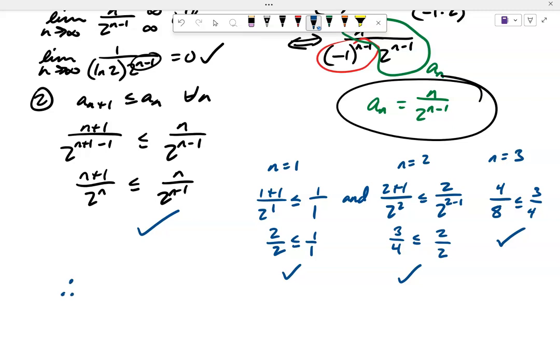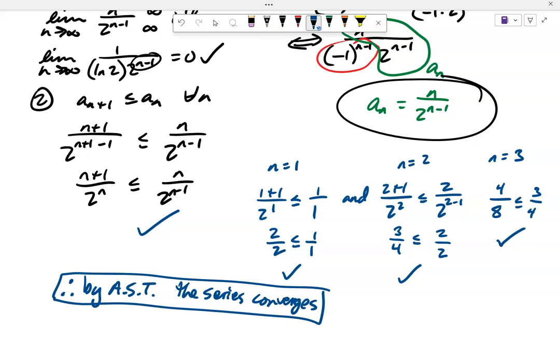Therefore, by the alternating series test, since it passes those two conditions, the series does converge. The original alternating series converges.